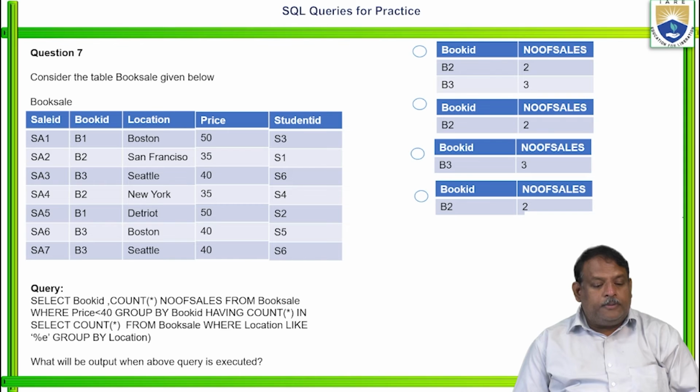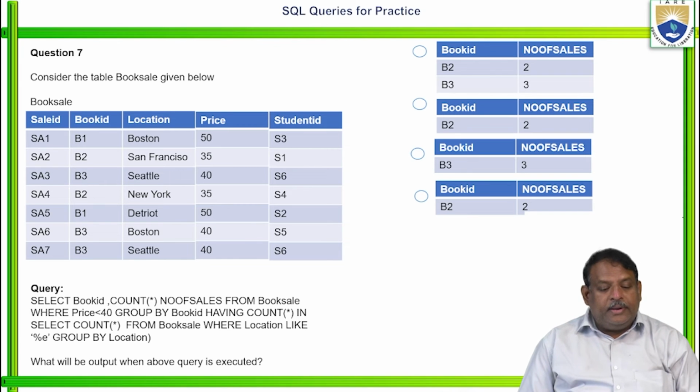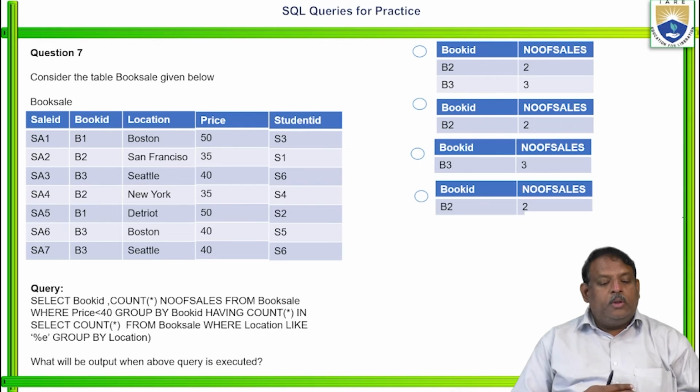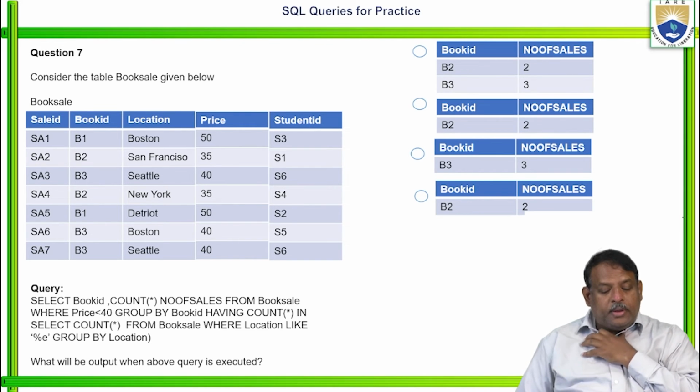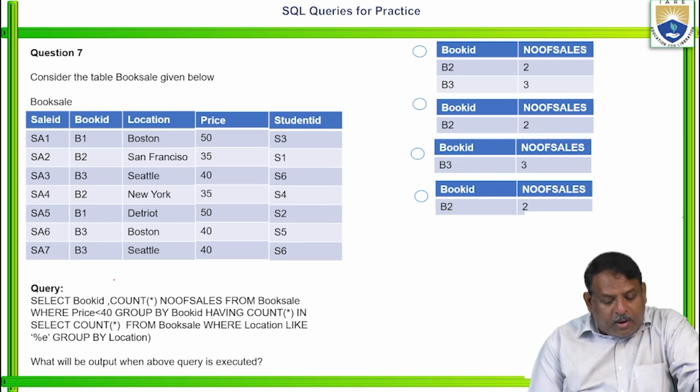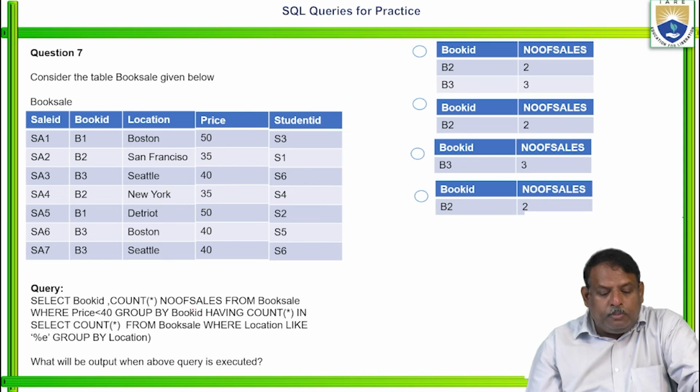Okay. Next question. How many questions do we have? 2 more questions. We'll go on first. Consider the book sales. Book sales is here. Here also they want to get the book ID: count of number of sales from book sales where price is less than 40, group by book ID. Now we first try to group by book IDs.